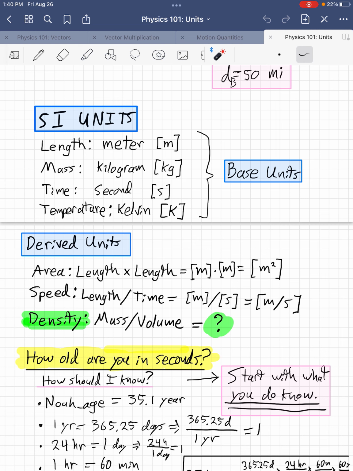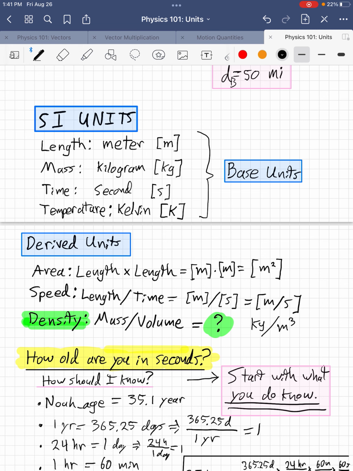Density. Density is mass per volume. And so what would be the units of that? Well, we have our mass unit, which would be kilogram. And volume is length times length times length, right? So it would be kilogram divided by meters cubed. And there's other types of derived units as well that we'll be seeing.